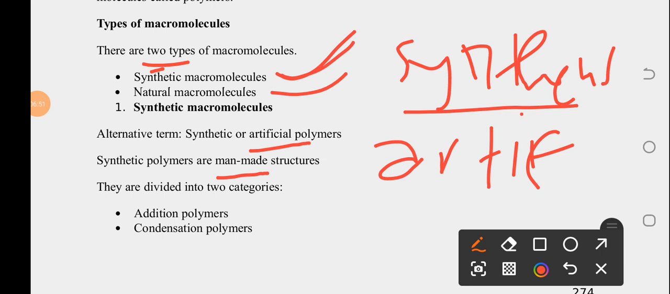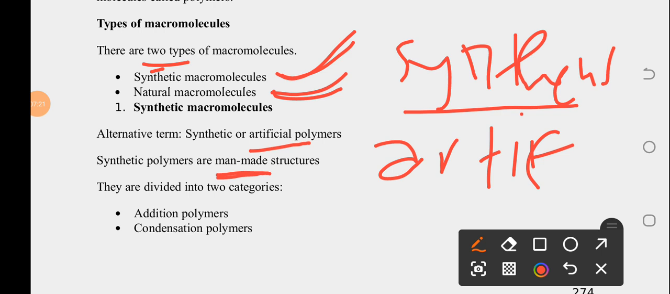Don't forget, I'm talking about the first type of macromolecules, which is synthetic macromolecule. So when you talk of synthetic macromolecules, we are just talking about man-made what? Polymers. Polymers which have been made by men.